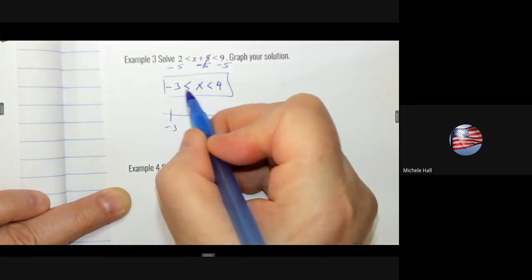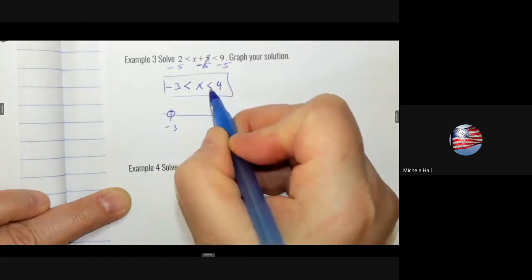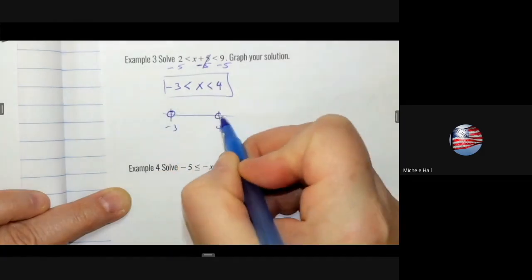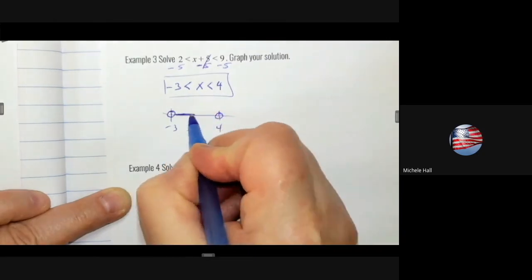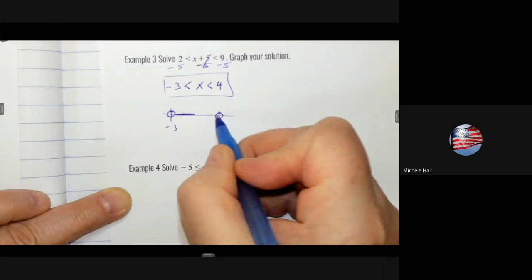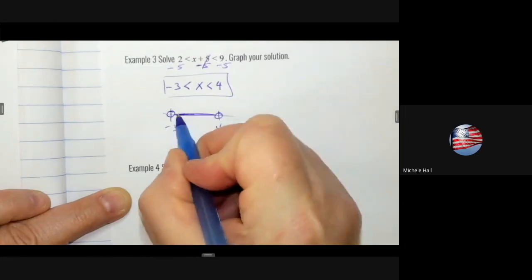We have an open circle at -3. We have an open circle at 4. It says x is greater than -3. This is the greater direction. x is less than 4. This is the less direction, and they meet in the middle.